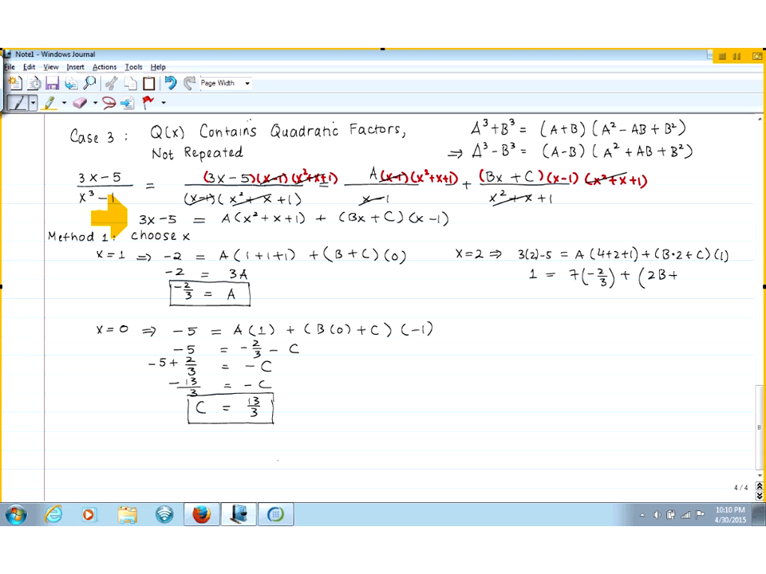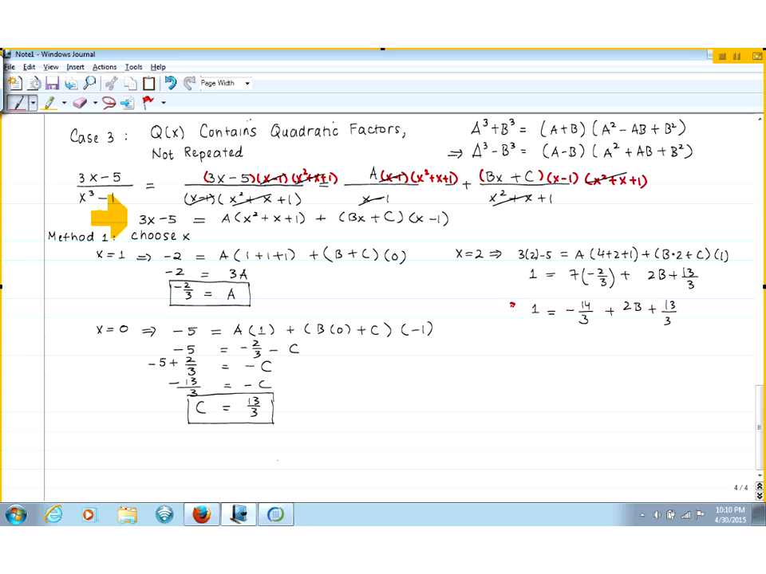plus 2b, plus c, which is 13 over 3, multiplied by 1. So it's just 2b plus 13 over 3. Here I substitute the value of a, negative 2/3, and the value of c, 13 over 3. So 1 is negative 14 over 3 plus 2b plus 13 over 3.